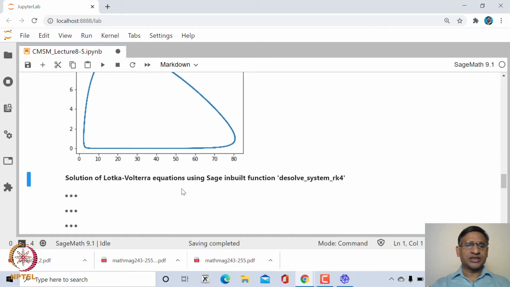Now, let us look at the solution of the same problem using the SciPy inbuilt function, solve underscore system RK4.